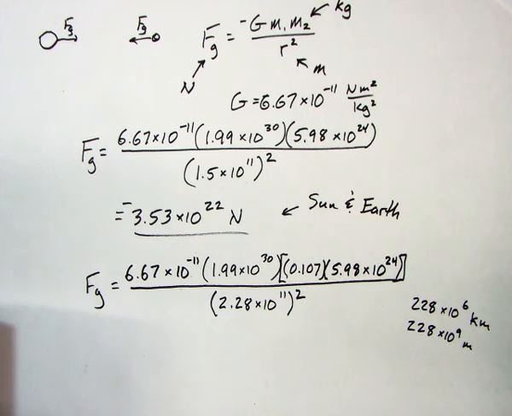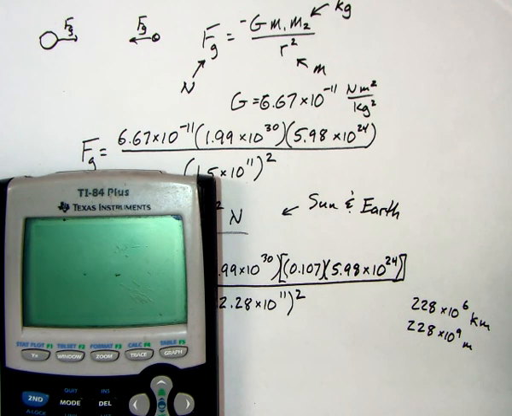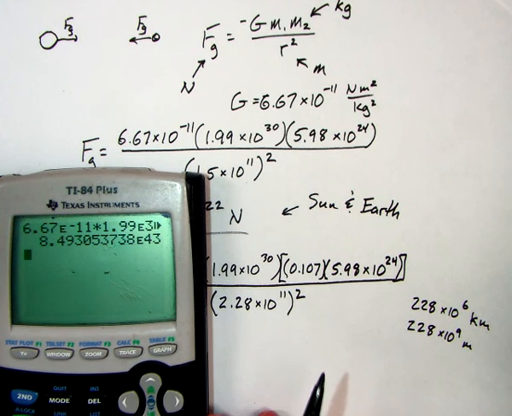Once again, I can show you how to put these numbers in. I'm going to say 6.67 e negative 11 times mass of the Sun, 1.99 e 30 times 0.107 times 5.98 e 24. And I could put this all in at the same time, but I like to get the numerator separate from the denominator. Now I have that number divided by my 2.28 e 11, and I need to square the denominator.